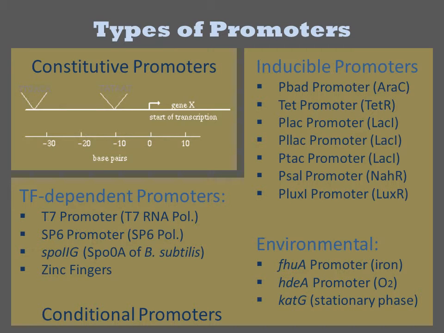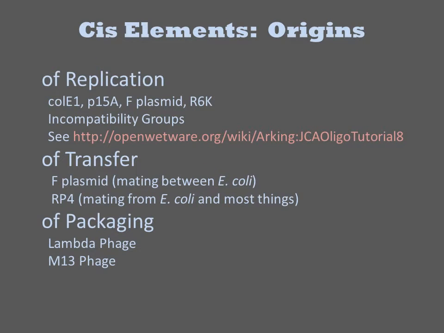Finally, there are environmental promoters. These are promoters that respond to pleiotropic transcription factors in the cell in response to external stimuli. Examples include responses to iron, oxygen. There are other DNA elements that I'll collectively call cis elements. They cause the larger DNA encoding them to undergo some reaction. Origins of replication are one category of these elements that initiate replication on the encoding DNA.